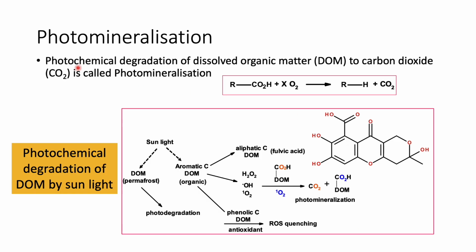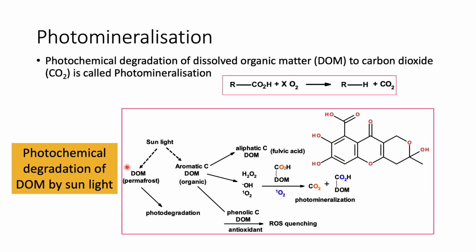And let us look at the photomineralization process. Photomineralization means using photons or the solar energy, we are mineralizing something. That is the major process, so that is why it is called photomineralization. Mineralization means it is getting converted to solid or similar to that. Here the photochemical degradation of the dissolved organic matter to carbon dioxide is called photomineralization. A carboxylic acid is treated with oxygen and it gives RH and CO2. Here the photochemical degradation of the dissolved organic matter by sunlight happens.